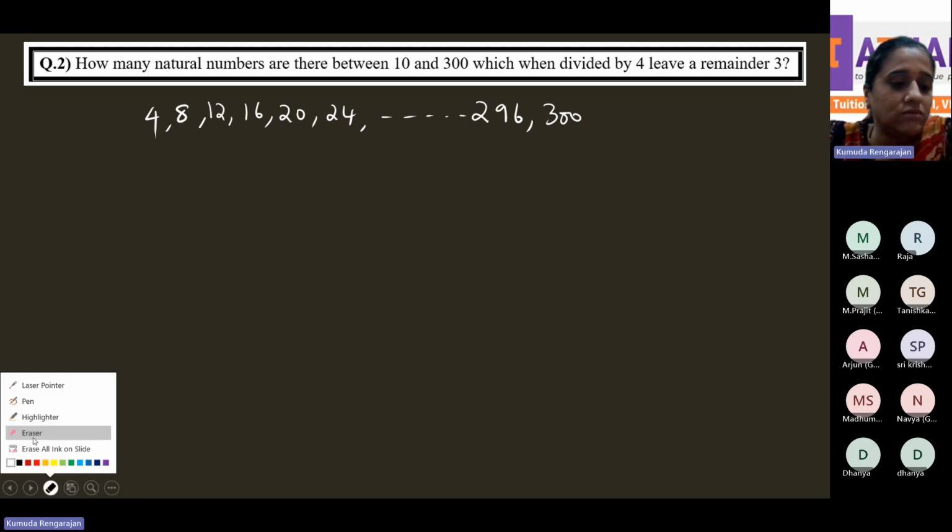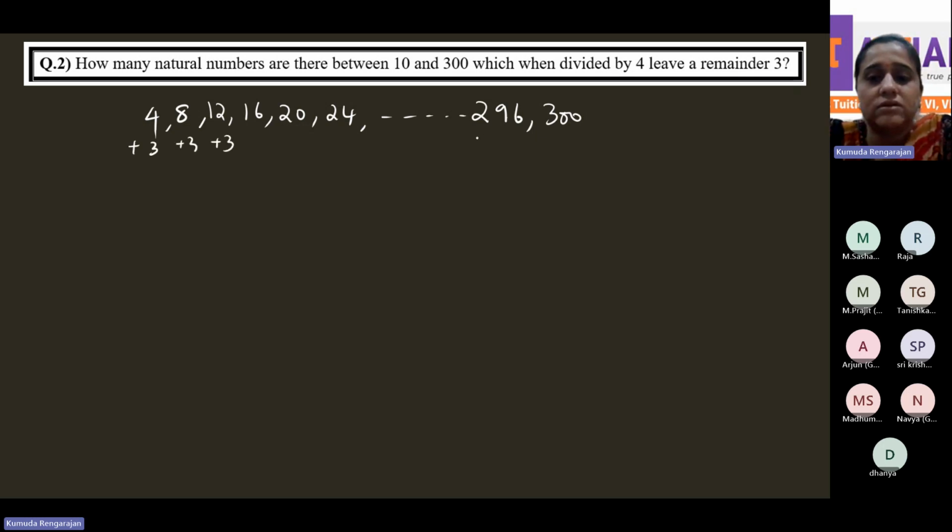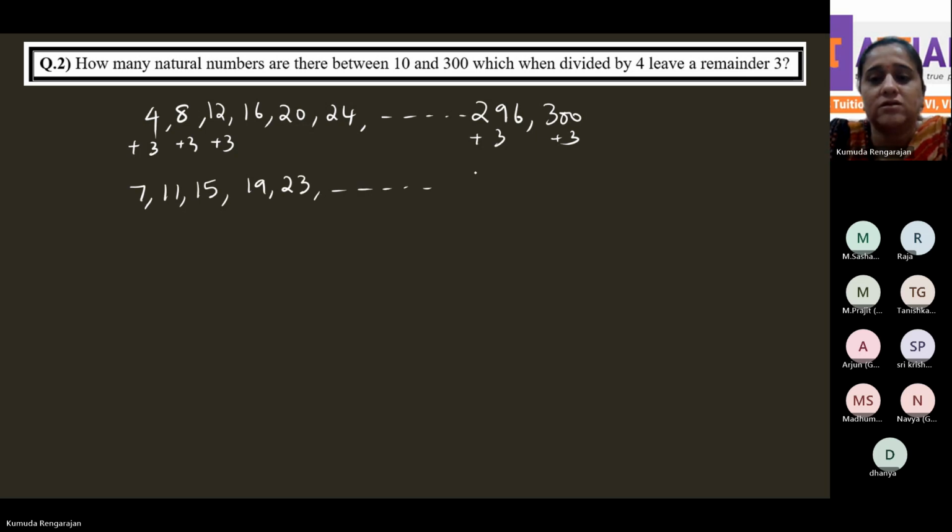All right, children. So now leave a remainder 3. So add 3, add 3, add 3, add 3, add 3. So what do you get? 7, 11, 15. Then 16 plus 3 is 19, plus 3 is 23. So 299, 303.